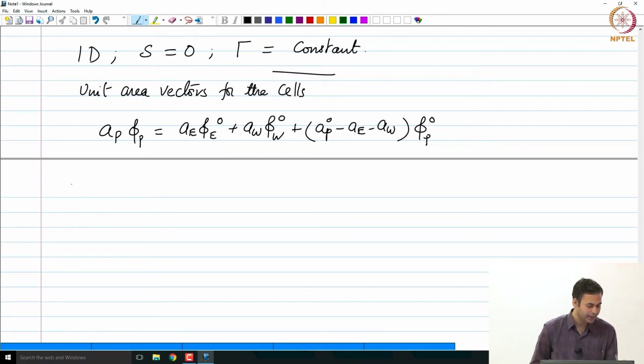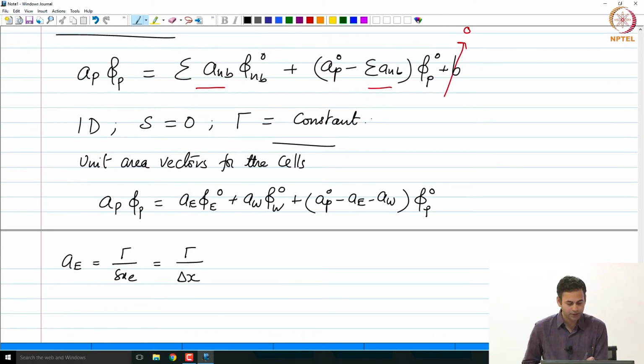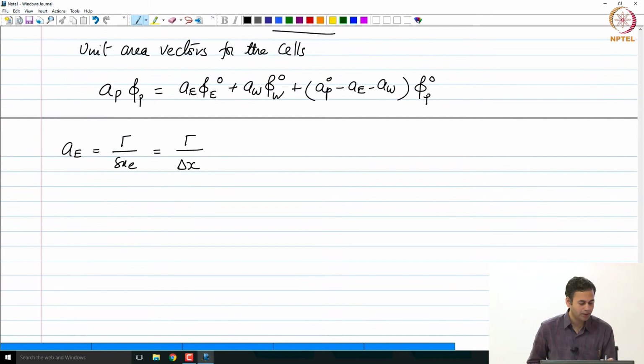Now, what is A east? What will be the expression for A east? Gamma delta y is 1 upon del x e. So, because it is uniform, I would represent it using gamma by delta x. We are using a uniform mesh as well. So, that is another assumption. Then what will be the value of A west? Same as this, right, because it is uniform, this will also equal A east.